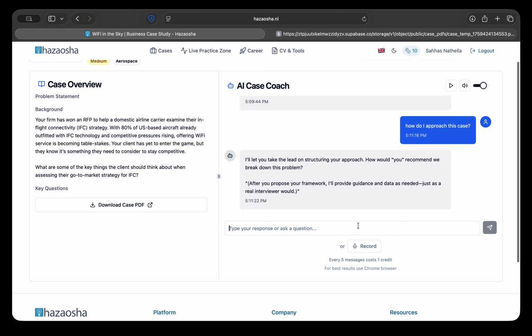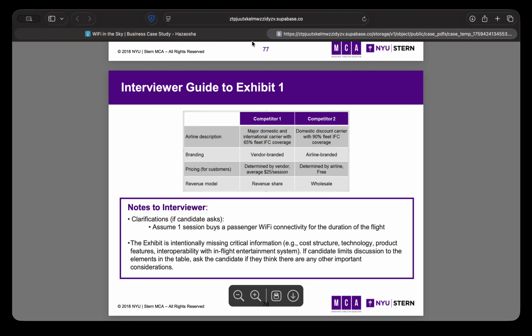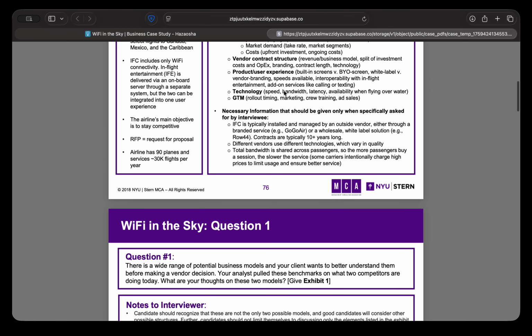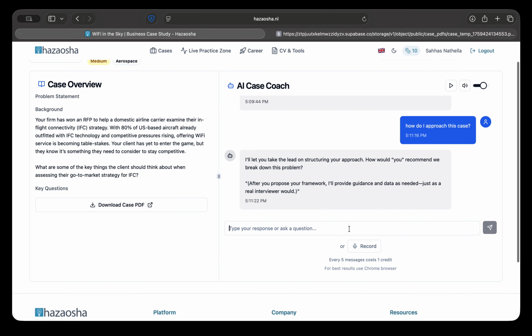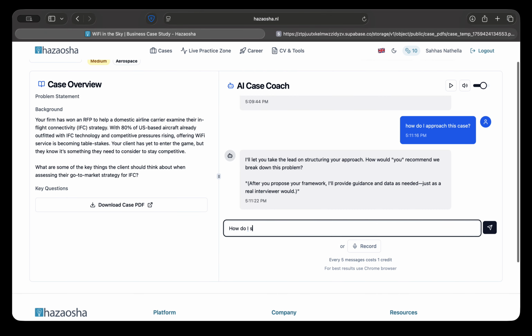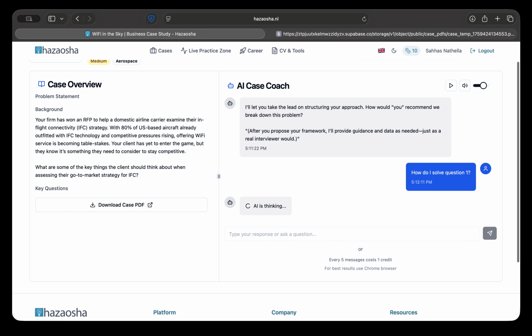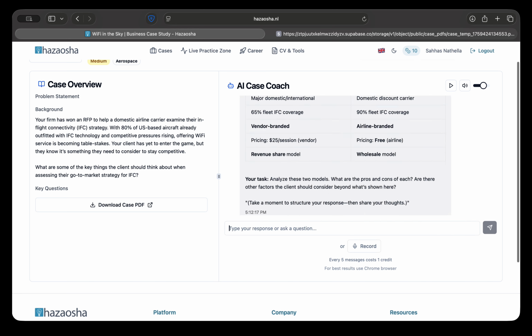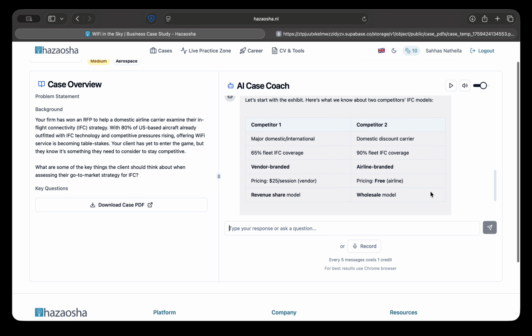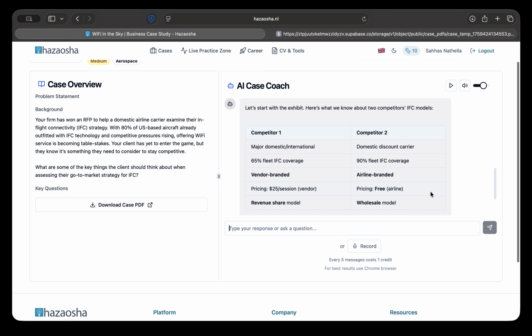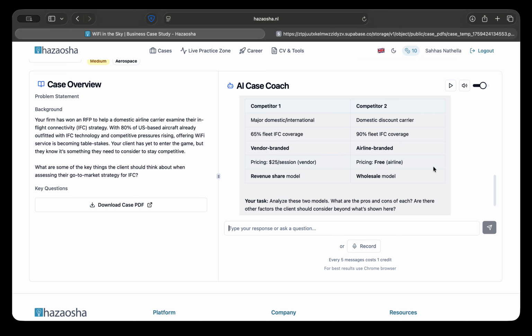So to get started, let's ask the AI, how do I solve question 1? As we've already read through the case, we can read what question 1 is. How do I solve question 1? Your prompt can vary, and you can work however you feel like with the AI to try to make it give you the exact answer you'd like. So now I've asked the question, and it's asking us to go through the exhibit. If you remember from the case, question 1 asked us to look at exhibit 1. So we are doing that now with the help of the AI.